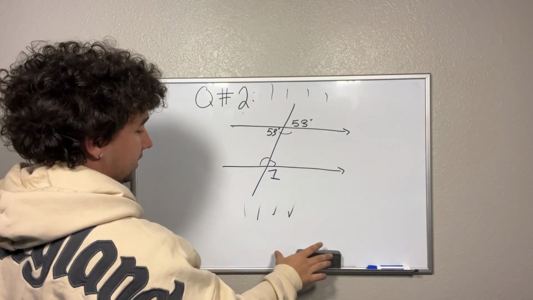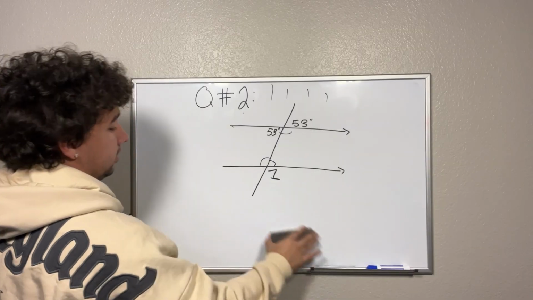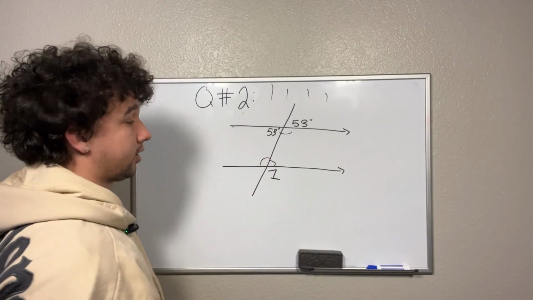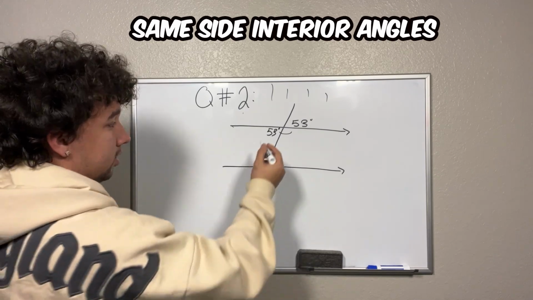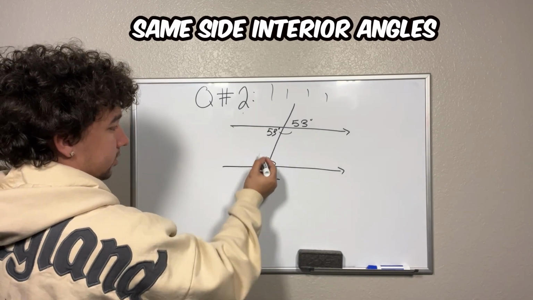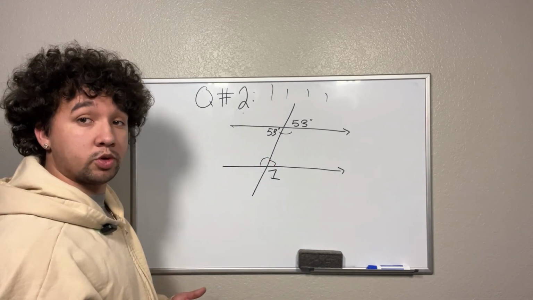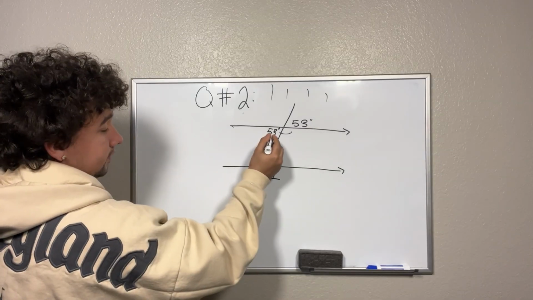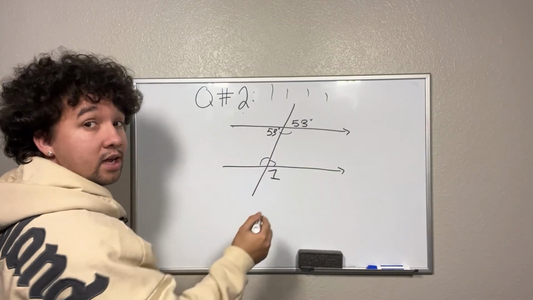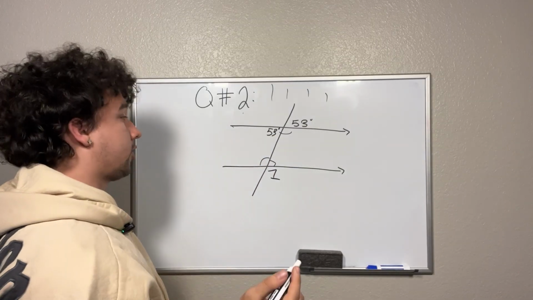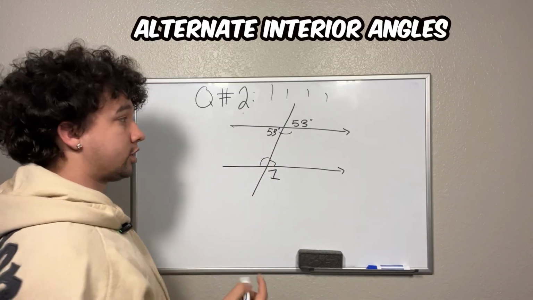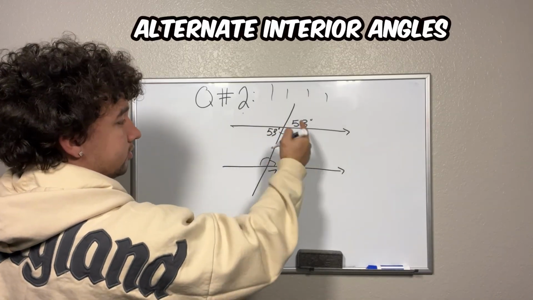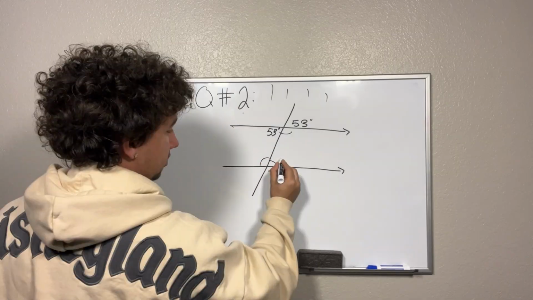So in this case, since I have 53 degrees right here, I'm dealing with interior angles. Now, same side interior angles, just like the name states, are angles that are on the same side, this one and this one. The relationship between these is, this one is 53, this one must be 180 minus 53. It's the remaining value. This one, however, these are alternate interior angles, and their relationship is the same relationship that vertical angles have, where they're the same. So this one is 53.